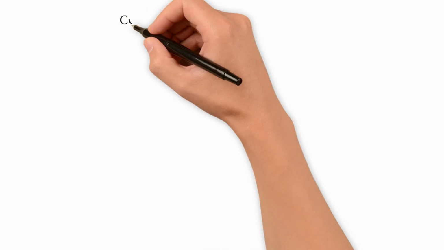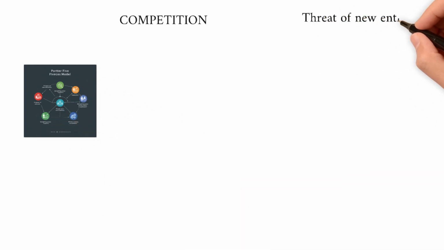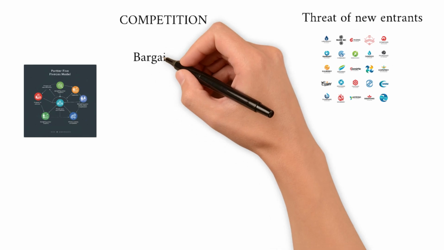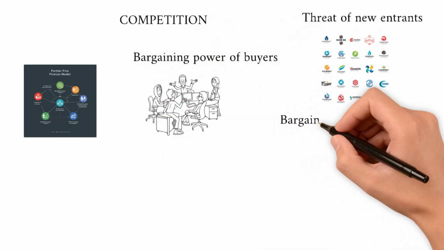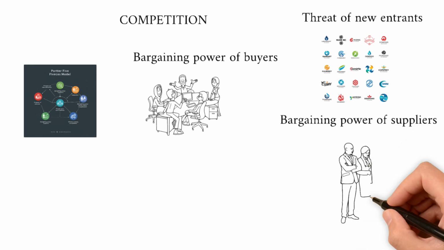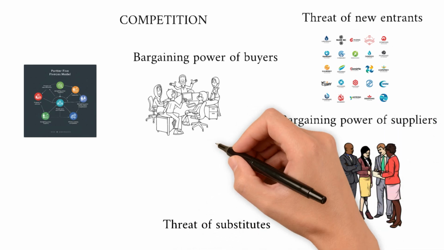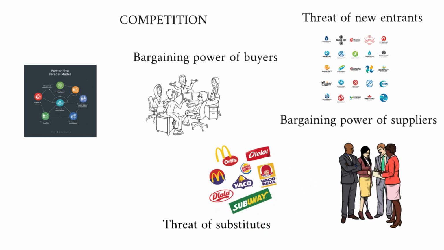Competition. We can use Porter's 5 forces to analyze the competitive landscape. Threat of new entrants. How easy is it for new companies to enter the market? Bargaining power of buyers. How much power do customers have to negotiate prices? Bargaining power of suppliers. How much control do suppliers have over input costs? Threat of substitutes. Are there any alternative products or services available? Competitive rivalry.